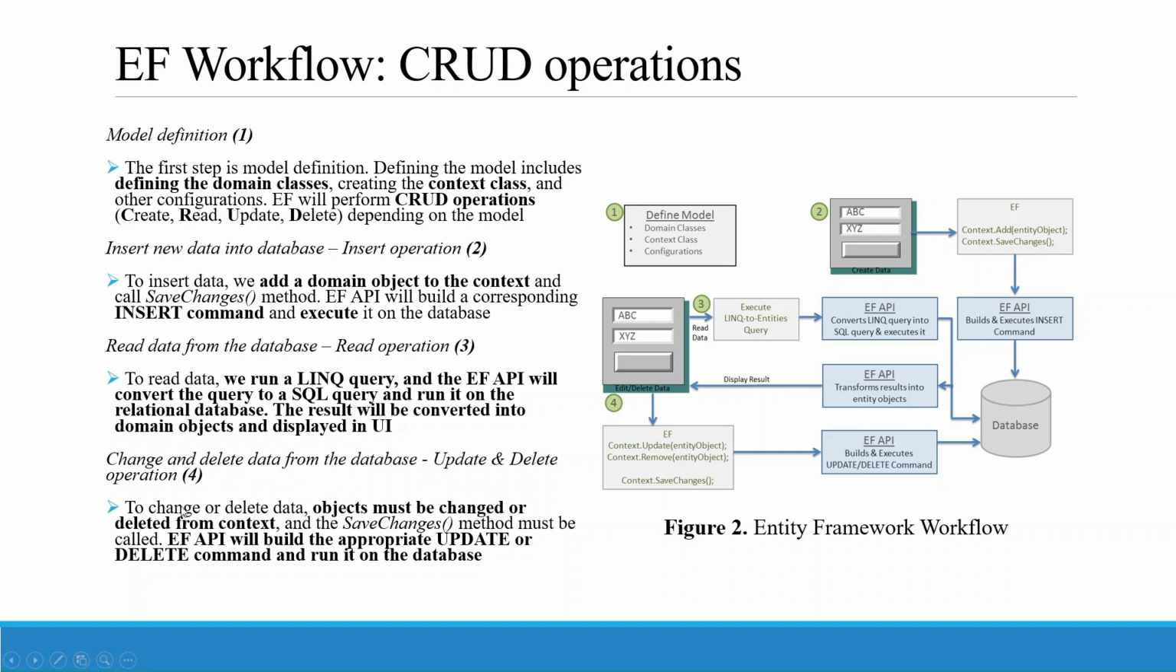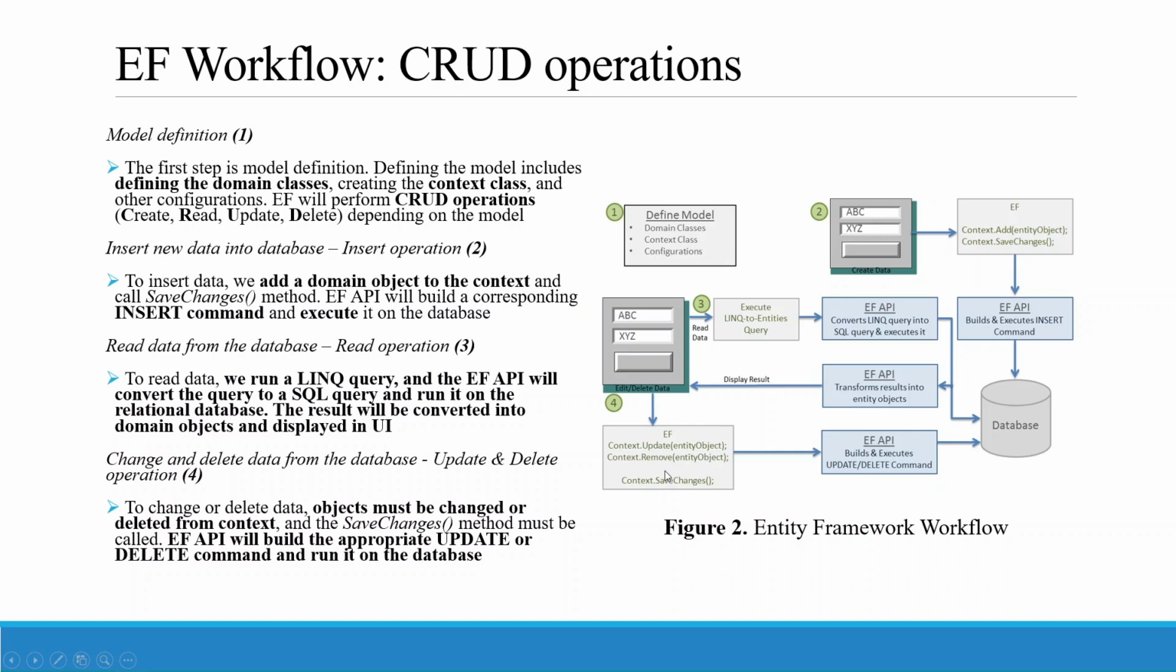So update and delete operations. To change or delete data, the objects must be changed or deleted from the context, and the method save changes must be executed. Let's take a look at step 4, okay? Maybe we have again a form on a page, and we want to change some details about the product. Okay, so, or maybe we want to delete the product. Maybe the user presses a button and wants to delete that product. What happens? Basically, if we want to modify the object, we call update method on the context instance, sending the entity object, okay, with the new values.